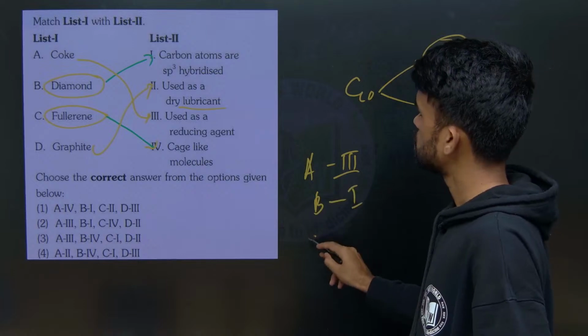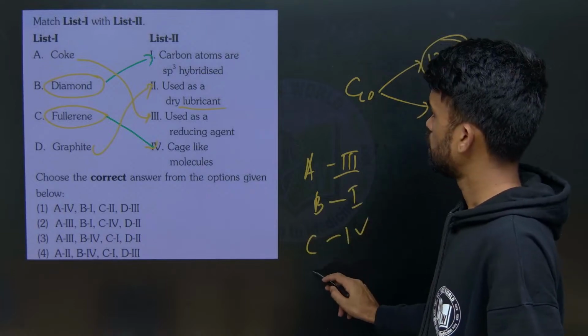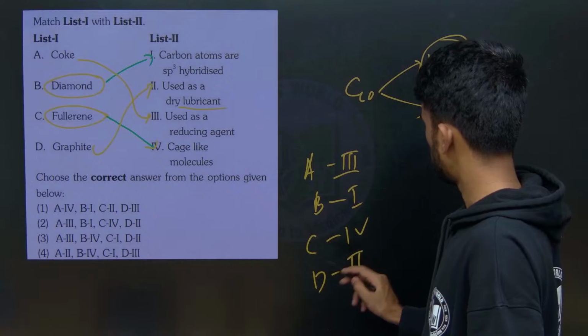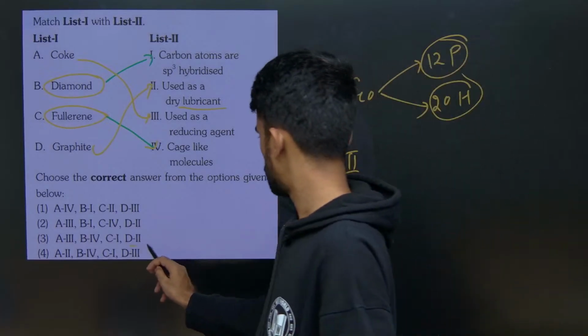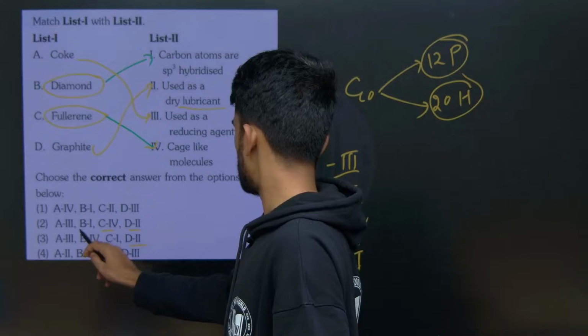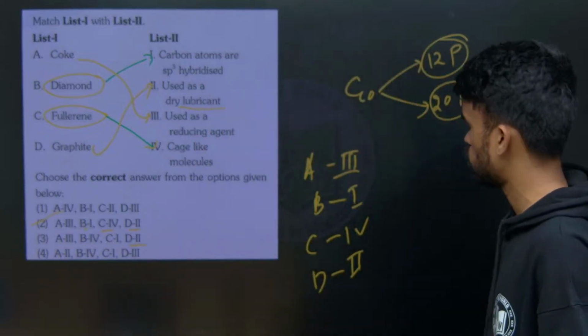B1, C4, D2, that's it. So D2, C4, B1, so option number 2 is correct for this particular question.